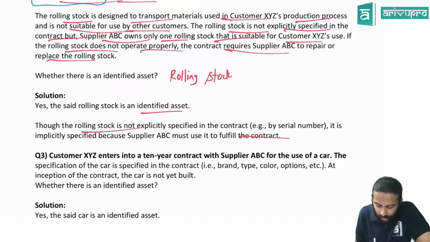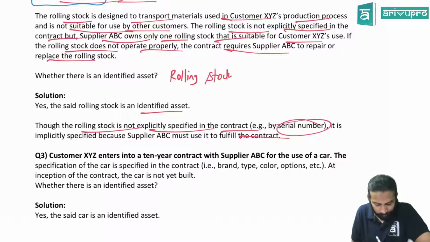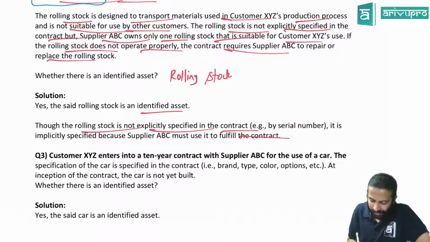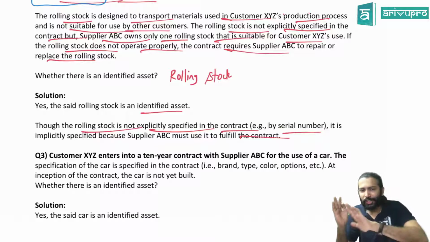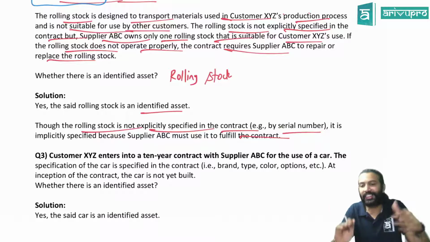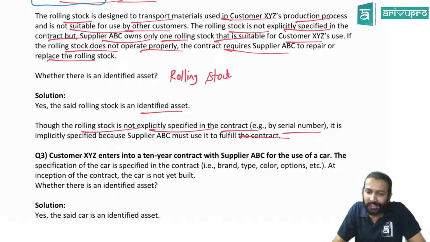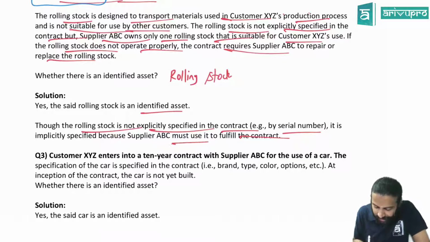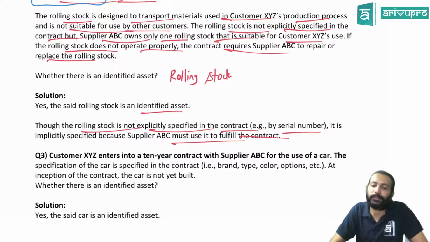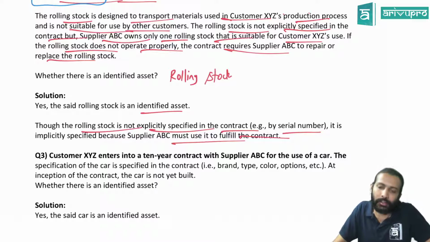That's what they're saying here. Though the rolling stock is not explicitly specified in the contract by serial number, there's another way. Each stock will have a serial number, no? You have not mentioned the serial number in the contract, but you need not. Why? Because this rolling stock is completely different from the other rolling stock the supplier has. Because this is customized, on that ground this is an identified asset. Hence you need not specify it. Even if you specify, it's good. Even if you don't specify, it is still an identified asset.